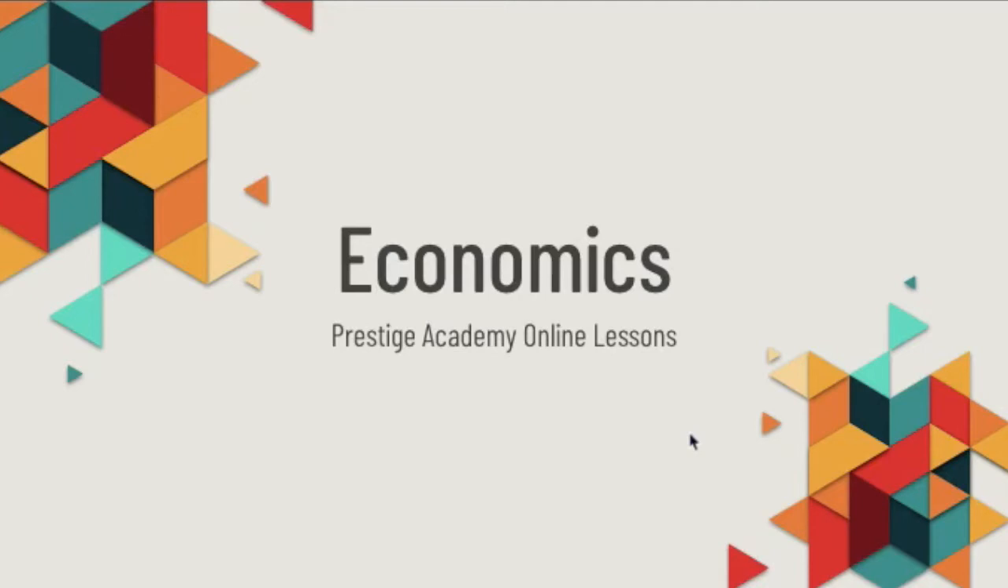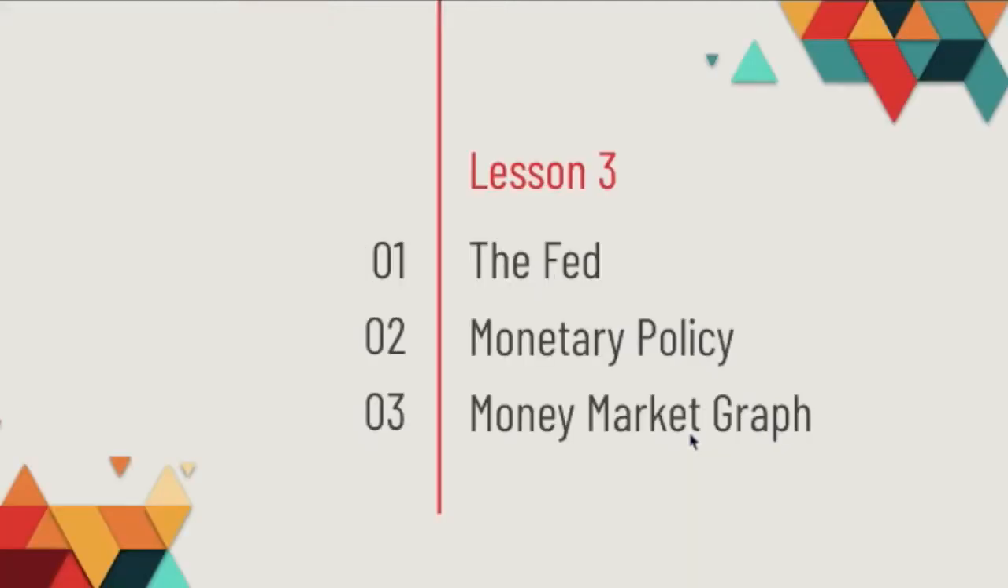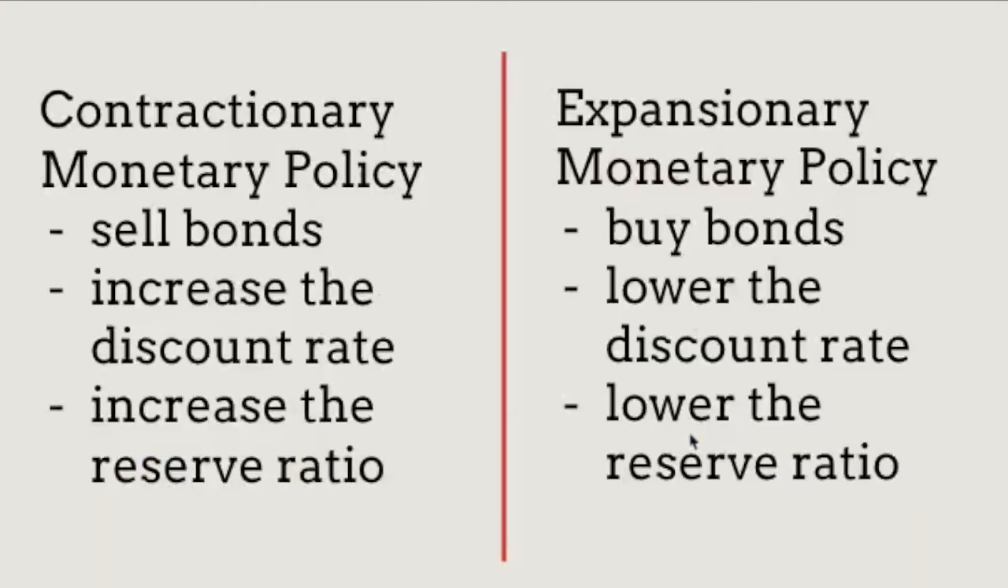Today we're going to go over the Federal Reserve and monetary policy. The Federal Reserve System is the central bank system in the United States. In this video, we're going to go over what it does to influence the economy and how it can increase or decrease money supply to affect interest rates. We're going to go over open market operations, reserve requirements, and the money market graph.